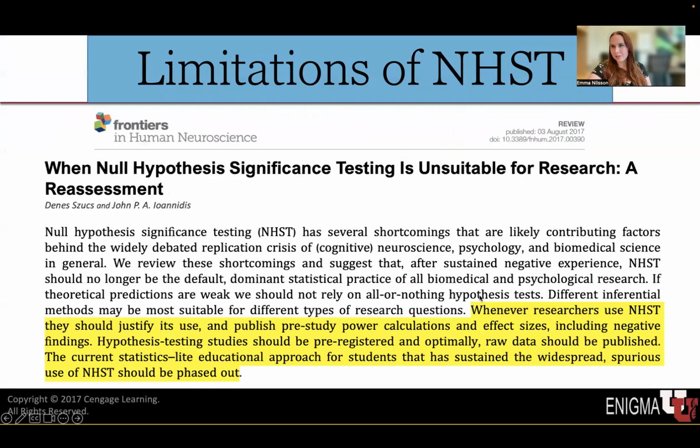And I really like this first sentence here. Whenever researchers use null hypothesis significance testing, they should justify its use, first of all, and then we should publish pre-study power calculations and effect sizes, including our negative findings. And then hypothesis testing studies should be pre-registered, which we'll talk about in a bit, and optimally, our raw data should also be published.